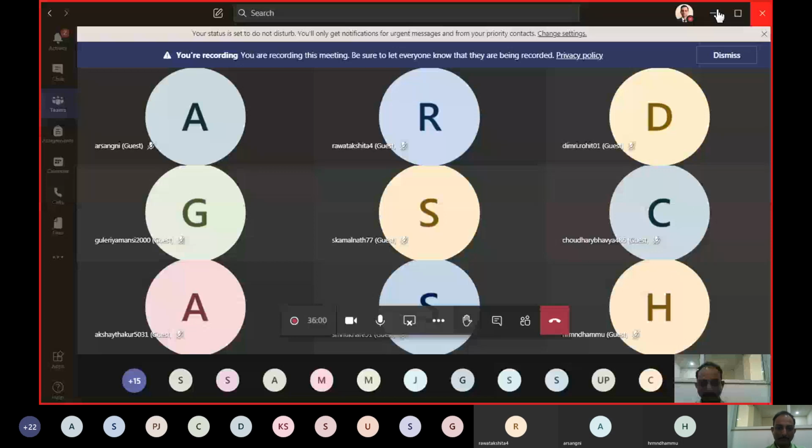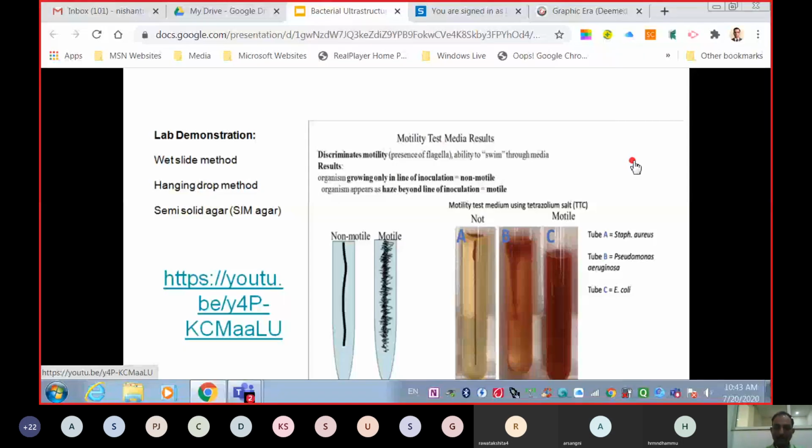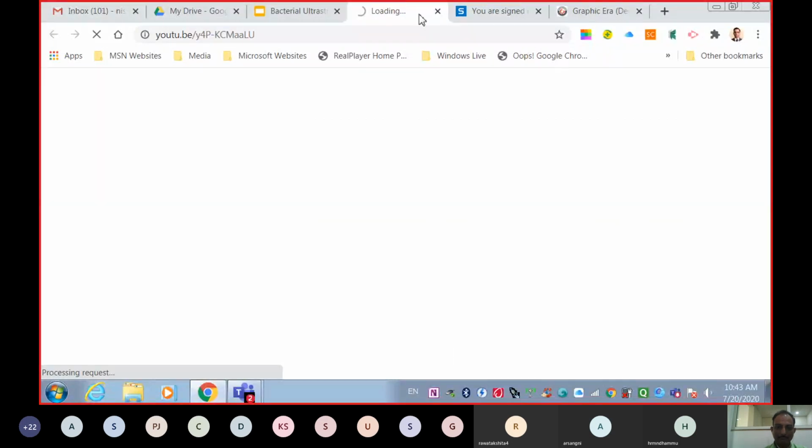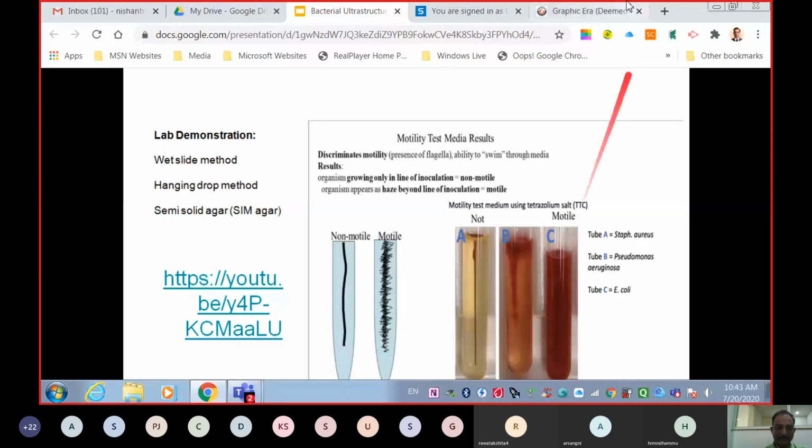So this was about the demonstration of flagella in the laboratory. How can you demonstrate flagella? You can observe flagella under the microscope, but you can demonstrate the motility of a bacteria by the wet slide method, hanging drop method, and a semi-solid agar medium test. So this is all about today's lecture. If you have any query, you can ask me.